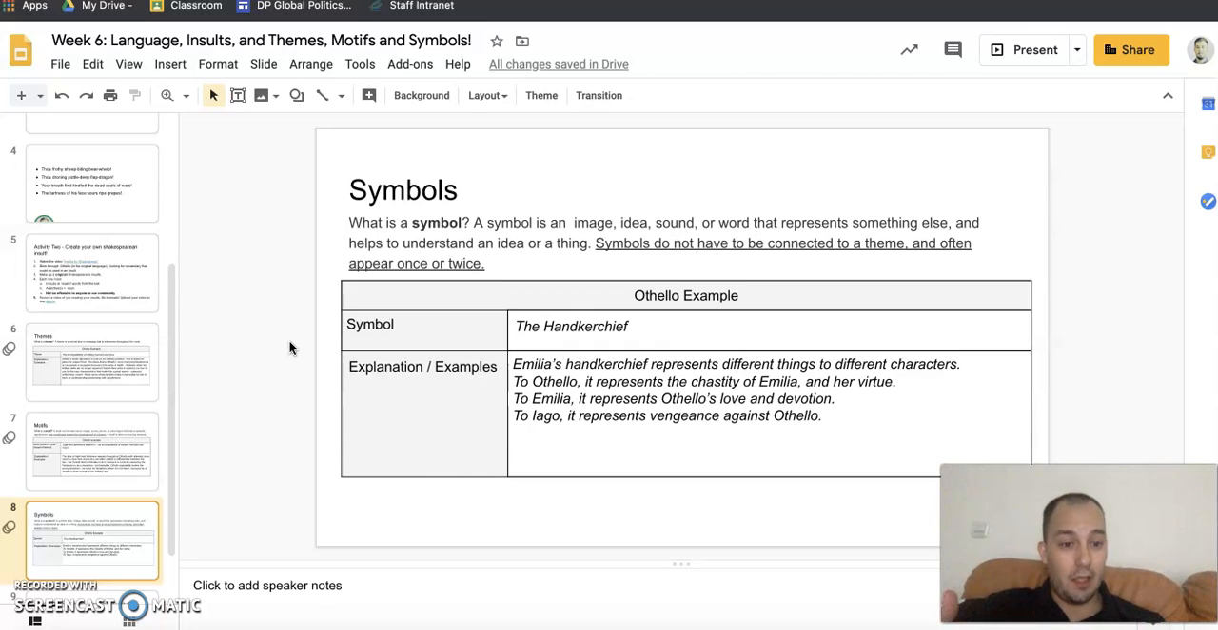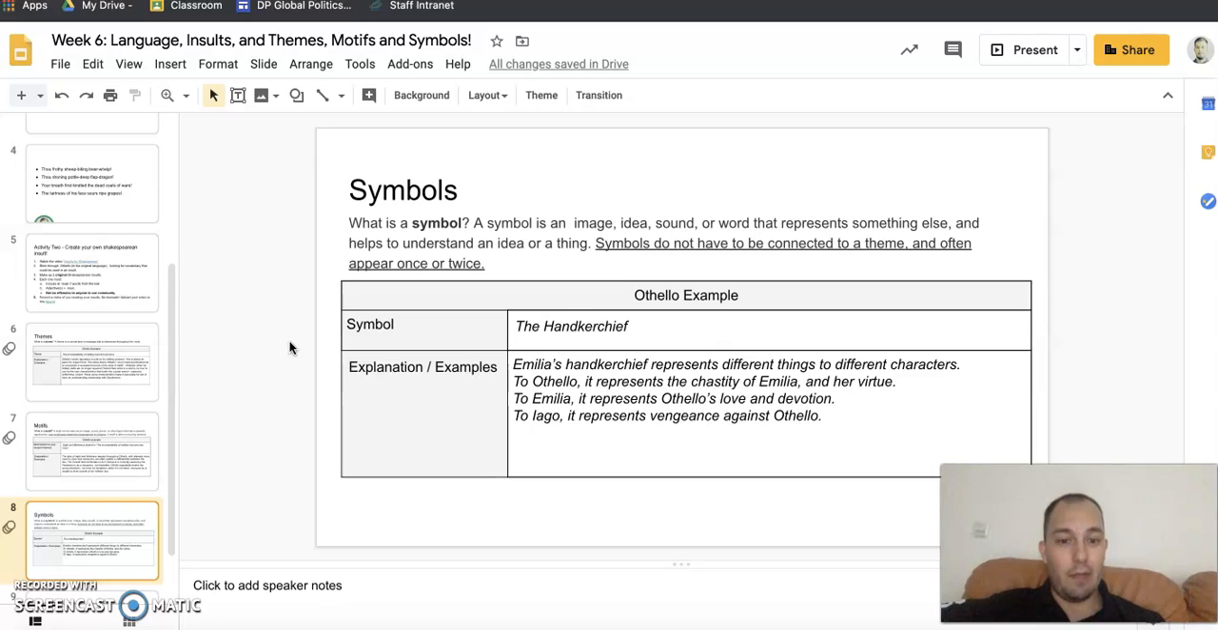So for example, the handkerchief, okay? Remember we went through last lesson, or last week, who the chief of the hankies was. So for example, the handkerchief is very symbolic in Othello. And it represents something slightly different to each character.